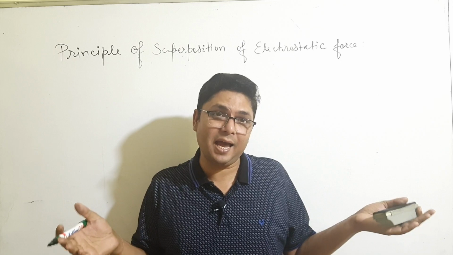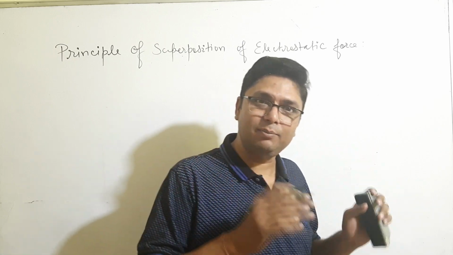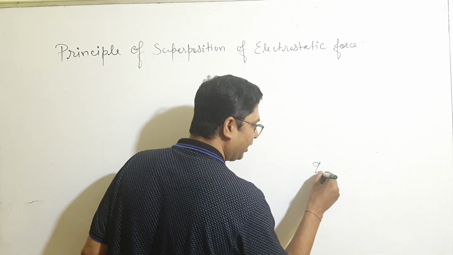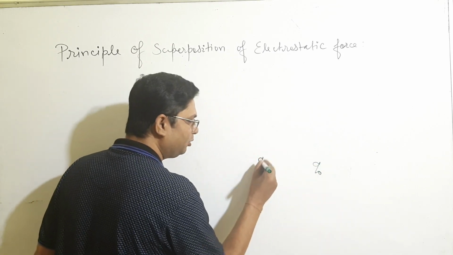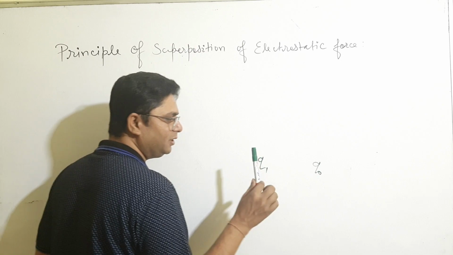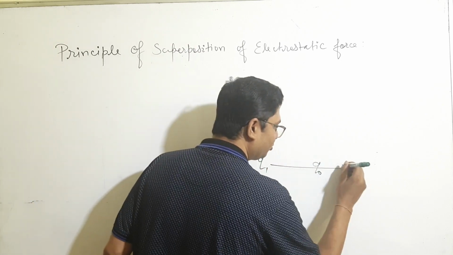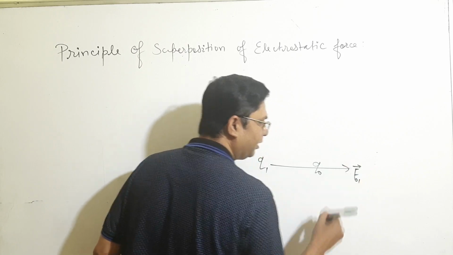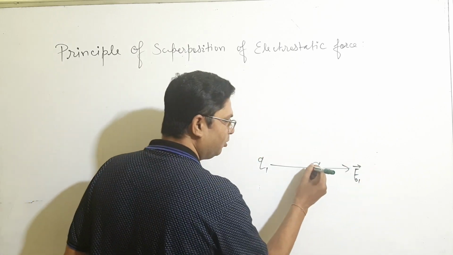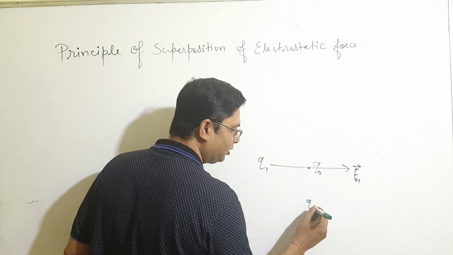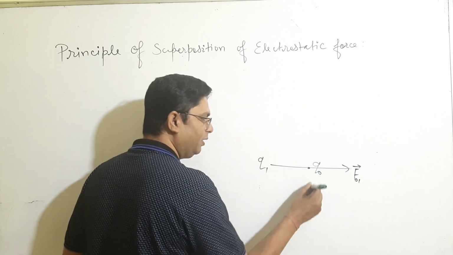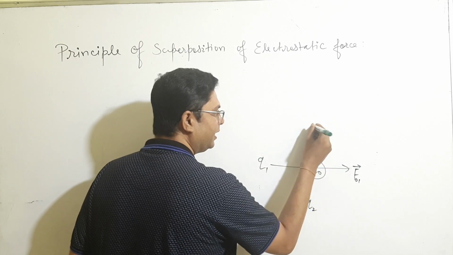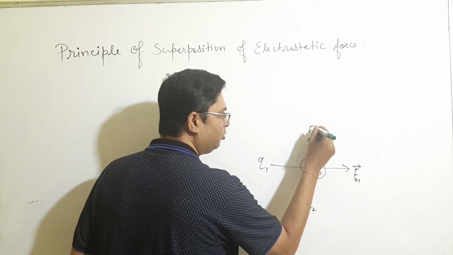This can be understood by considering some charges. Suppose we are considering a charge Q0 here, and a charge Q1 here. So Q1 will apply a force on Q0, known as F01. In the same way, suppose we have another charge Q2 here, then Q2 will apply a force on this charge, known as F0 due to 2.